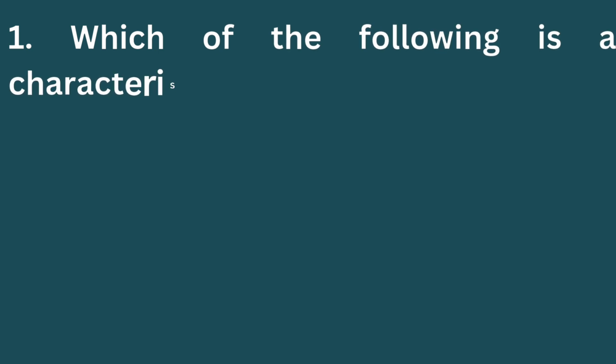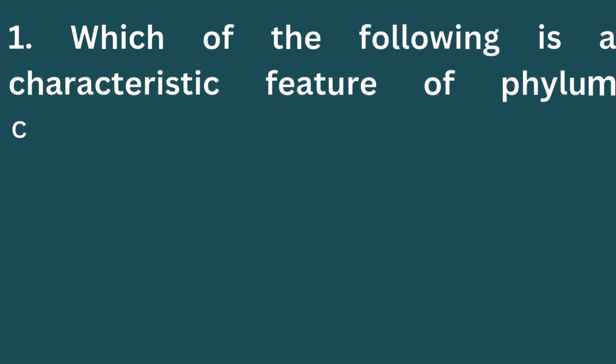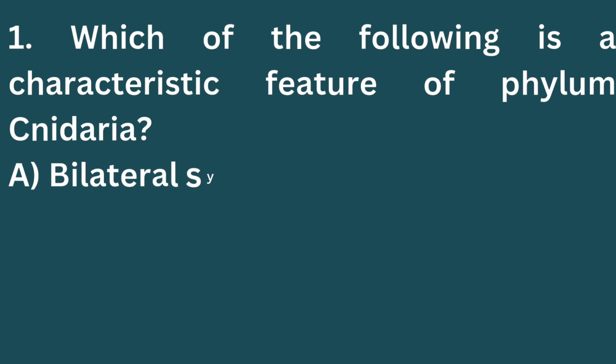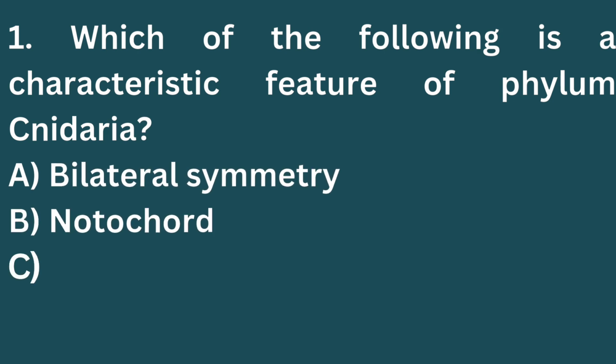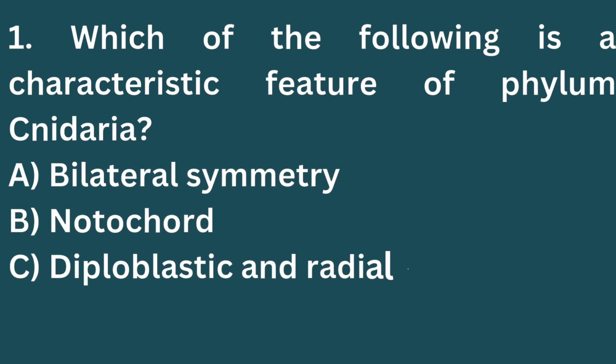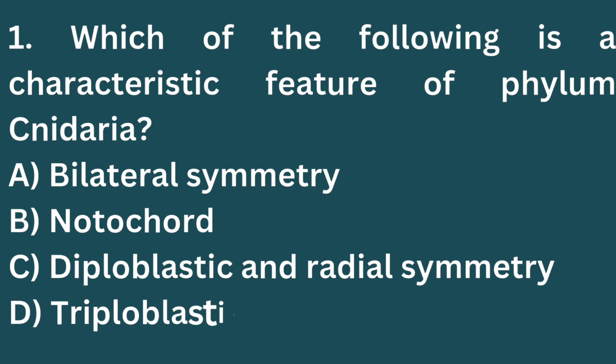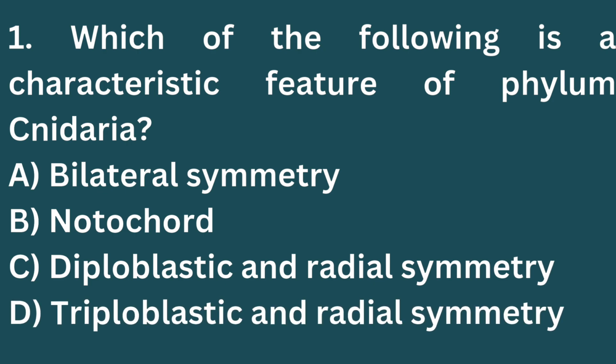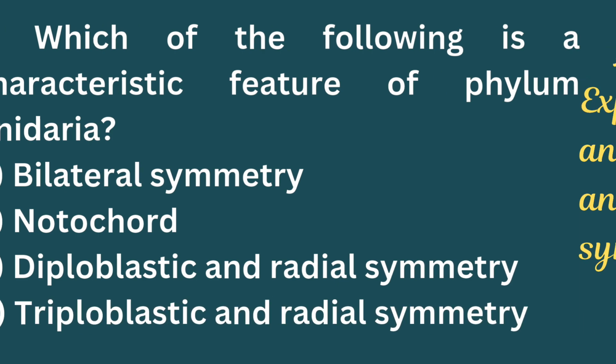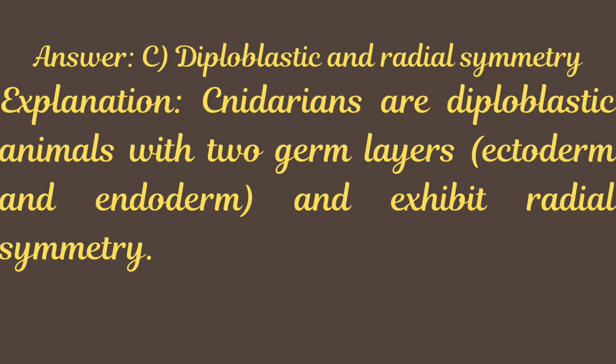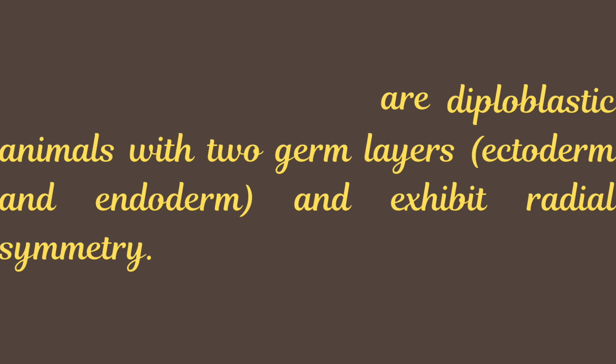1. Which of the following is a characteristic feature of phylum Cnidaria? A. Bilateral symmetry. B. Notochord. C. Diploblastic and radial symmetry. D. Triploblastic and radial symmetry. Answer: C. Diploblastic and radial symmetry. Explanation: Cnidarians are diploblastic animals with two germ layers, ectoderm and endoderm, and exhibit radial symmetry.